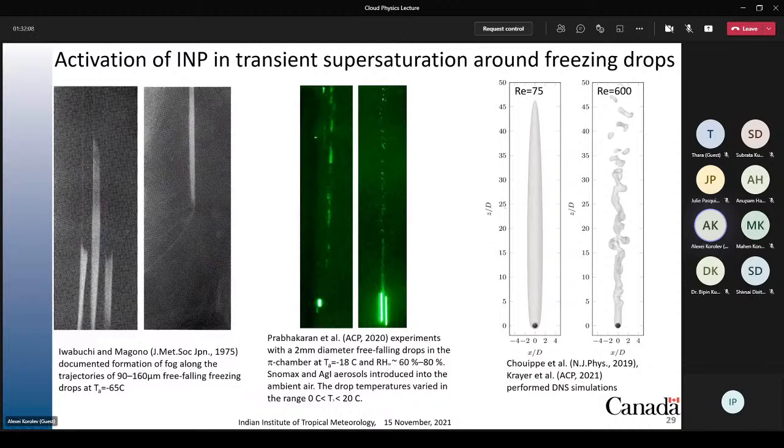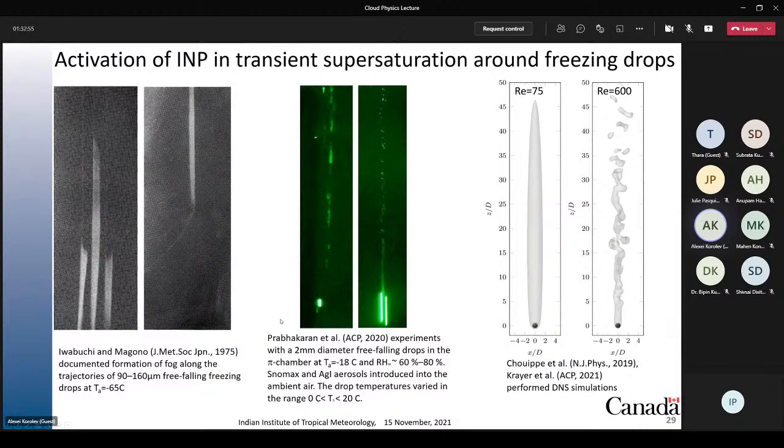For a falling droplet, this mechanism was observed by Iwabuchi and Magono in '75. They documented it, and actually used this mechanism to identify the moment of the beginning of freezing and the end. For example, this is a track of a falling droplet. So what do we see here in scattered light? It's a track of the droplet filled by tiny droplets activated in the transient supersaturation area. So that's the beginning of freezing, and that's the end, which is quite interesting.